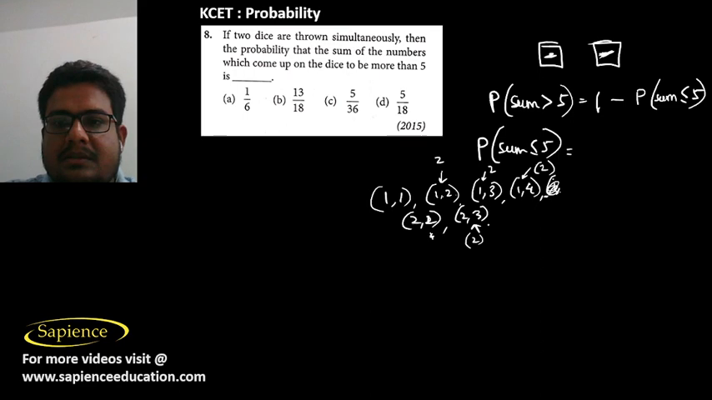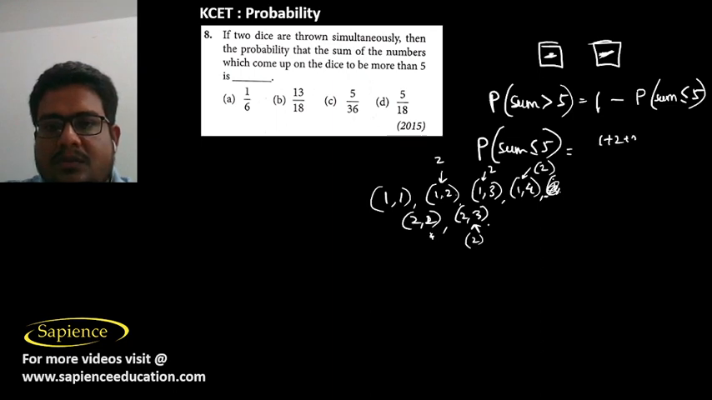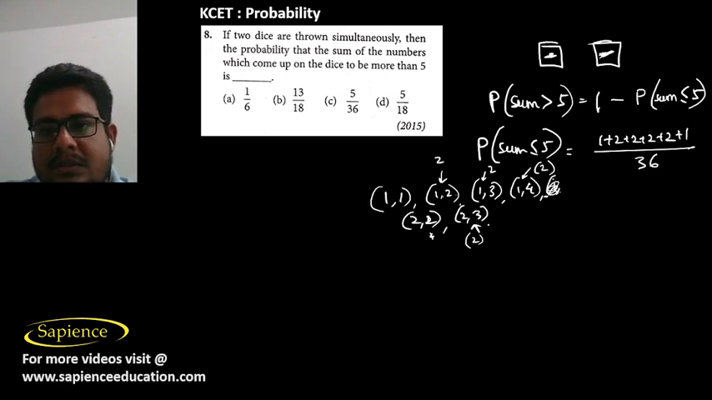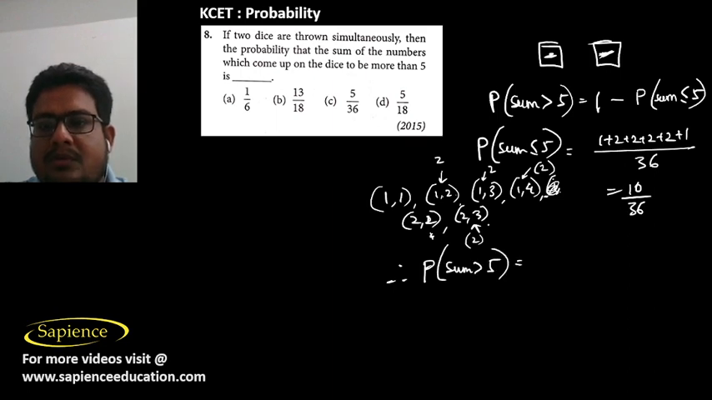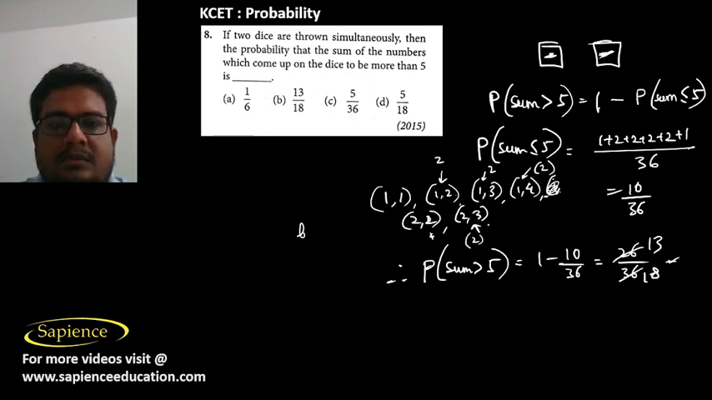So it means that the probability that the sum is less than or equal to 5 is (1 plus 2 plus 2 plus 2 plus 2 plus 1) divided by 36. So that is 10 by 36. Therefore the probability that the sum is more than 5 will be equal to 1 minus 10 by 36, that is 26 by 36. So that is 13 by 18. Option B is the correct answer.